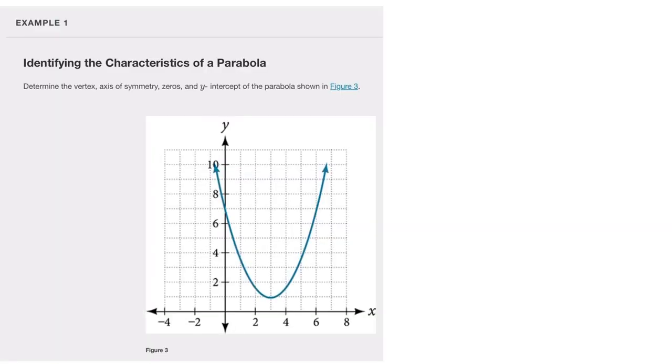So in this example, we're asked to determine the vertex, axis of symmetry, zeros, and y-intercept of the parabola. We do have a vertex formula when it comes to parabolas. So the x-coordinate of a vertex, which is our h, that's going to be negative b over 2a. Since we have the image, we can just pull it directly from the image. So when x is 3, the corresponding y is 1? So our vertex is the ordered pair (3, 1).